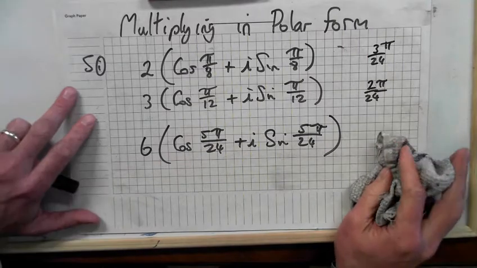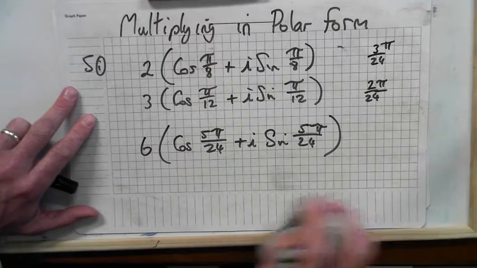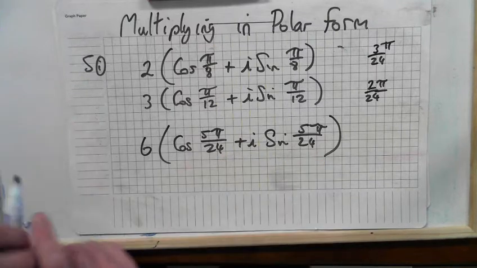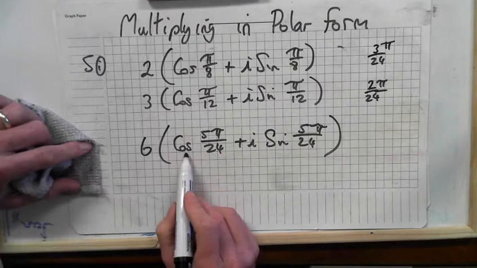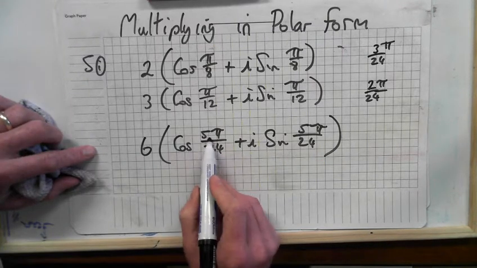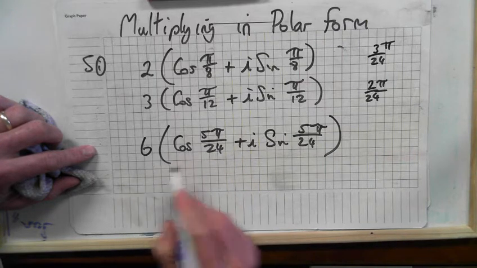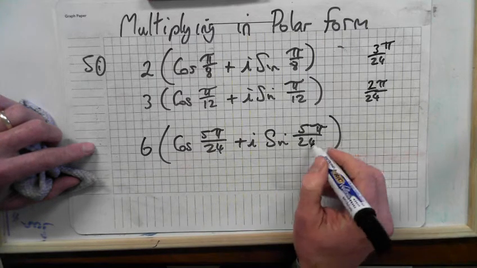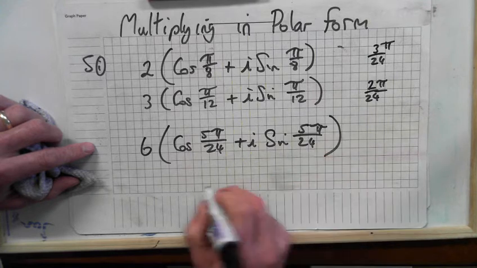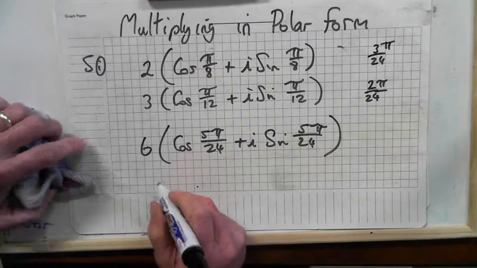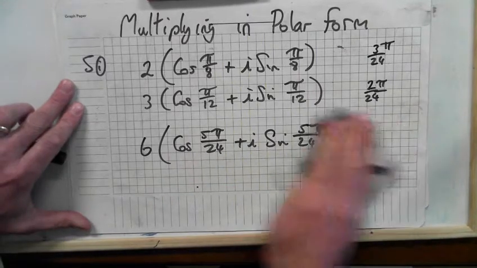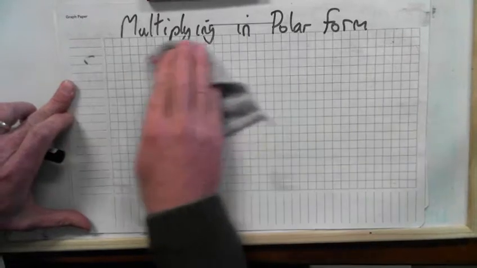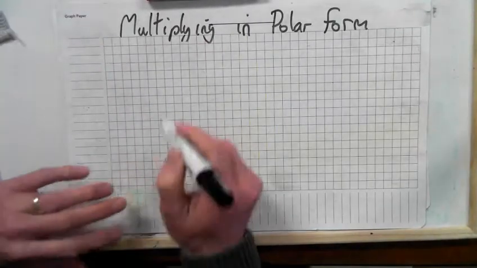Is that your answer then? That's your answer. Remember, how do you convert that into a normal complex number? Calculator: get the cos of 5 pi over 24, get the sine of 5 pi over 24, write your answer here and here, multiply by 6 to get your answer. That's 5 part 1, we'll do another one.